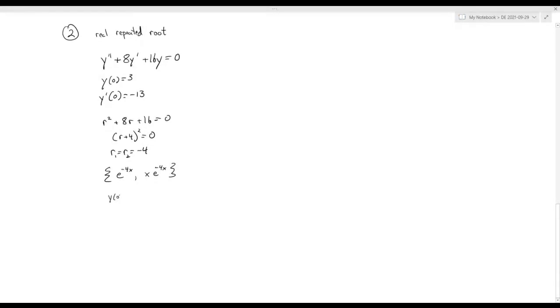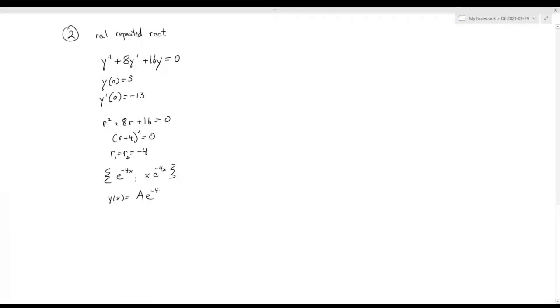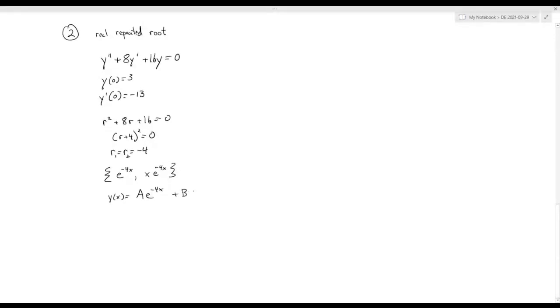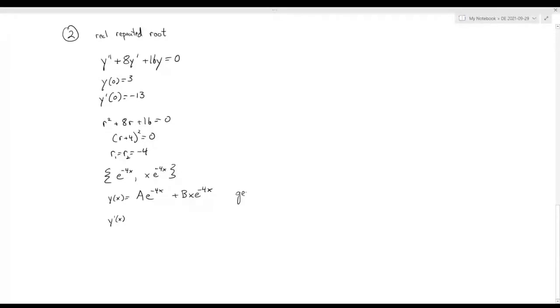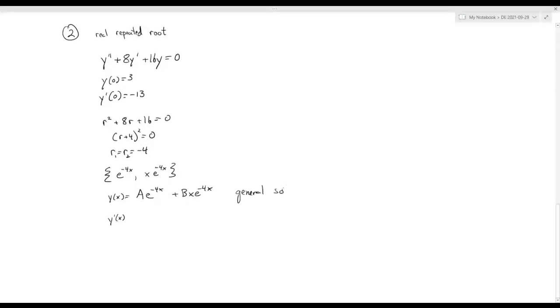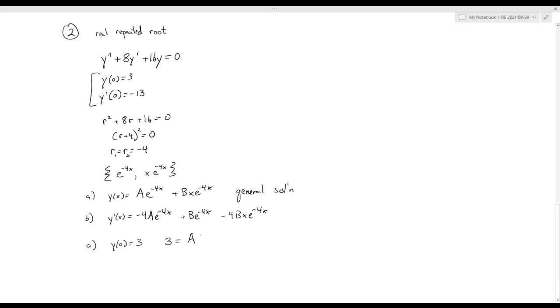Our general solution is some combination of these two independent functions. So this is our general solution. Now I'm going to use the initial conditions to solve for A and B, but I need to know the derivative of y first. Using the fact that y at 0 is 3, A must be 3, right? Because x is 0.